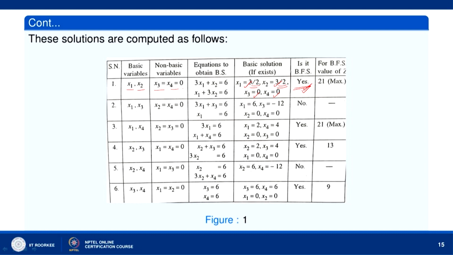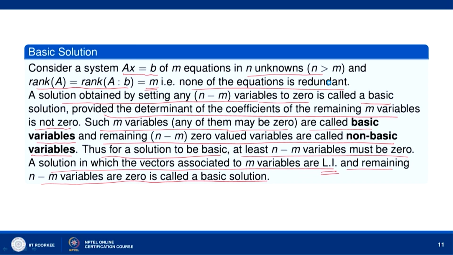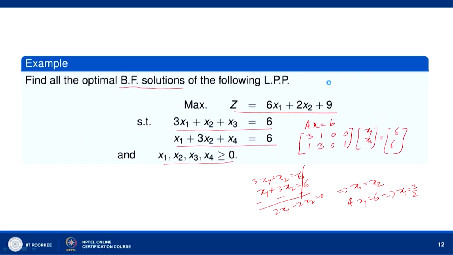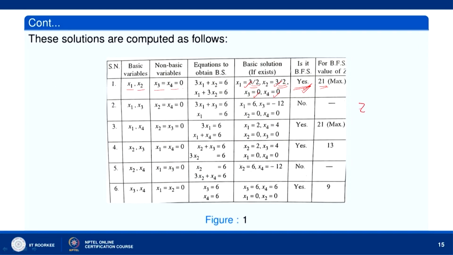And for this basic feasible solution, the value of z comes out to be z equal to 6 x 1 plus 2 x 2 plus 9. Here x 1 and x 2 are the same. So, 6 x 1 plus 2 x 1 is 8 x 1 plus 9, meaning 8 into 3 by 2 plus 9. So, that is equal to 21.